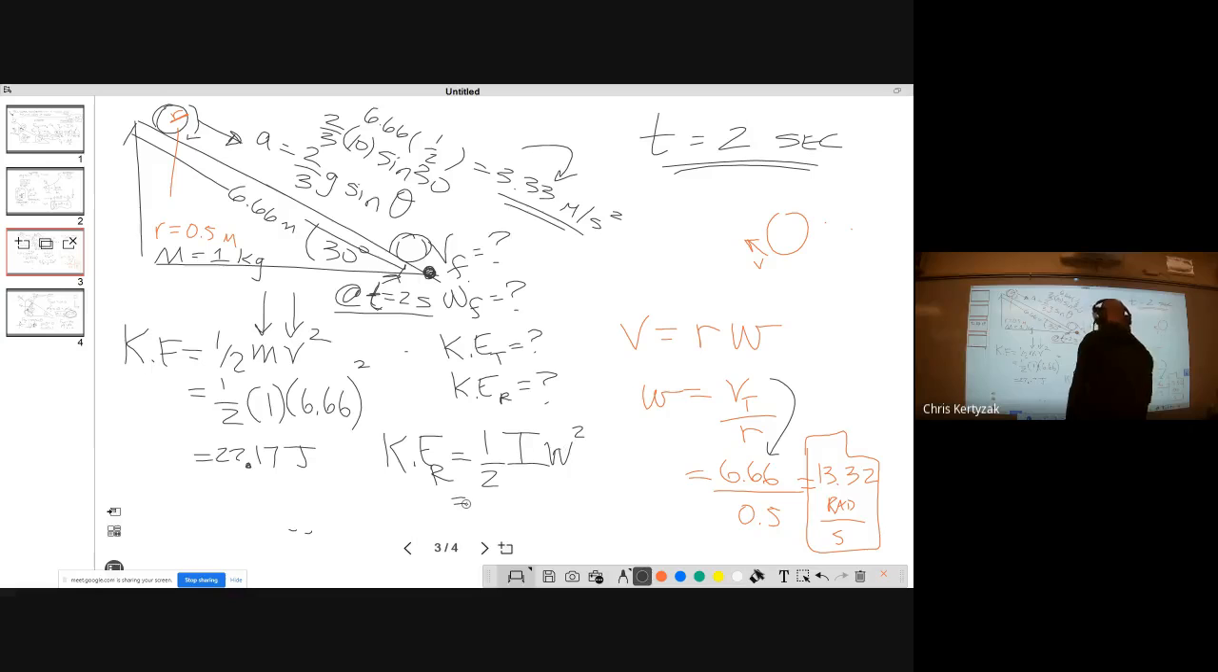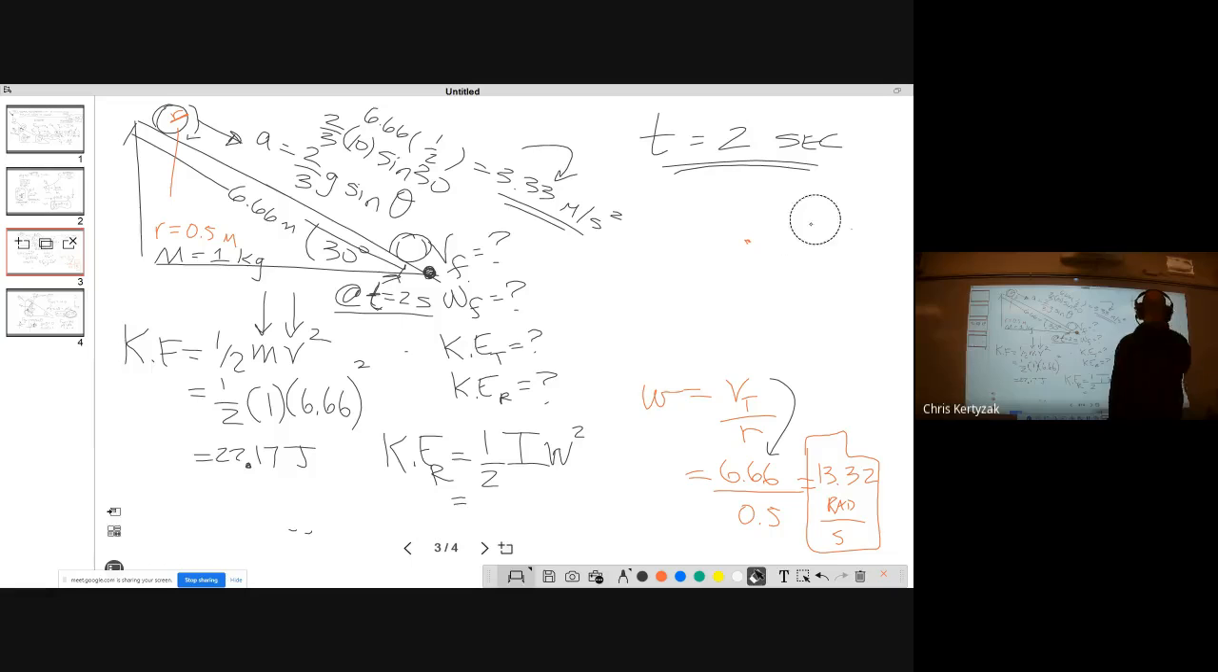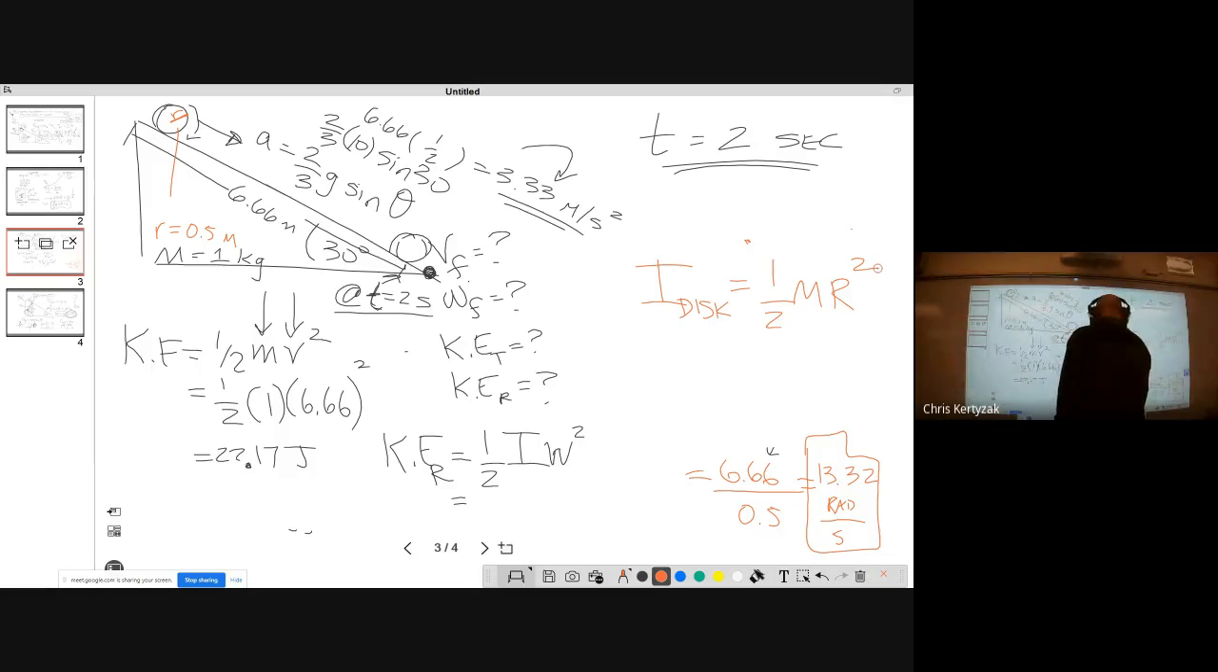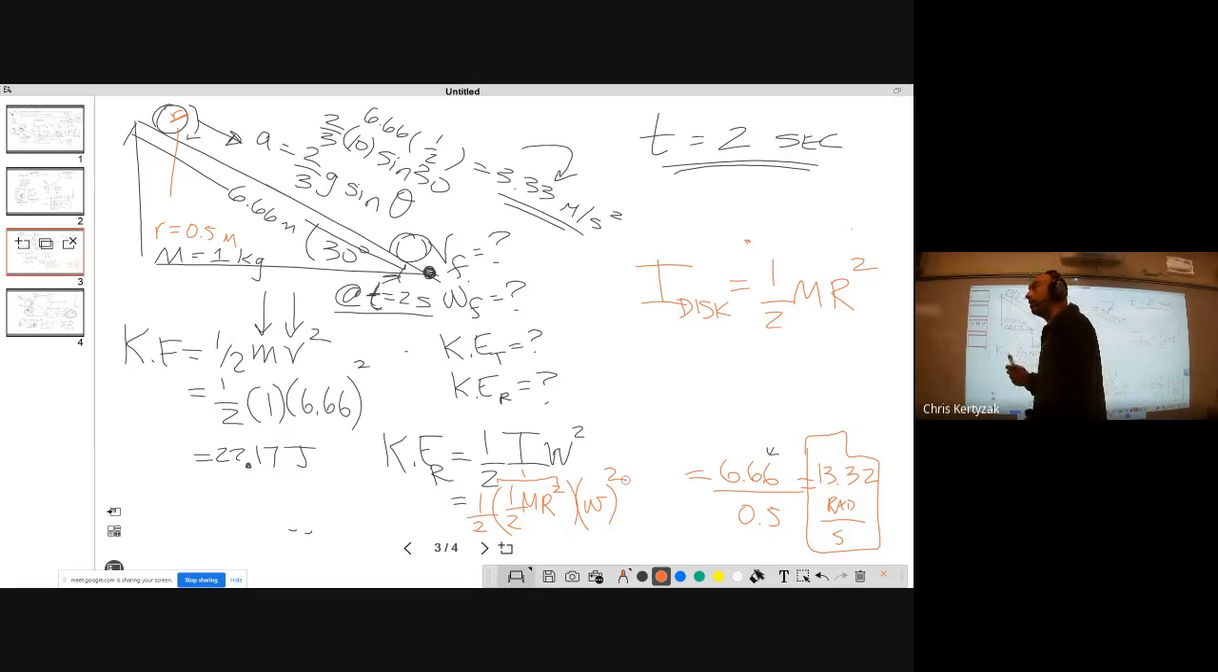So technically, I for a disk is 1/2 mr squared. And so in here, I would place in for I 1/2 mr squared. And then in for omega, I'll ultimately have to stick in whatever omega is and square it.